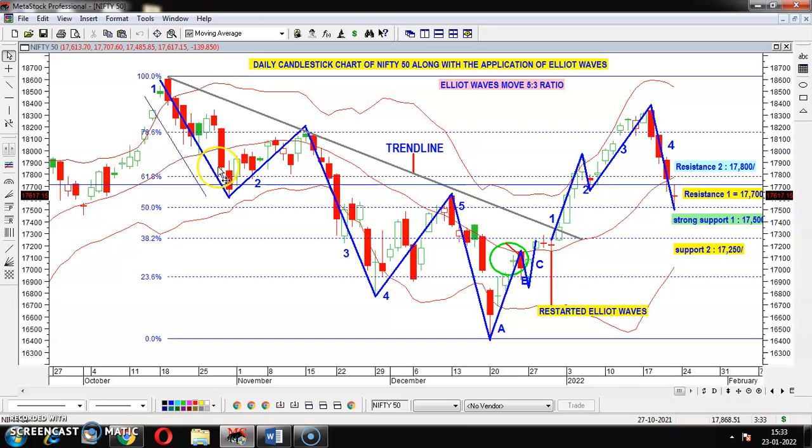This is the first one. These are the first waves, called one, and these are the second wave. This is the third wave. Always remember the second wave should be lesser than the first wave, and the third wave should be greater than the first wave. You have seen the third wave is greater than the first wave. Then there is a fourth wave. Then there is a fifth wave.